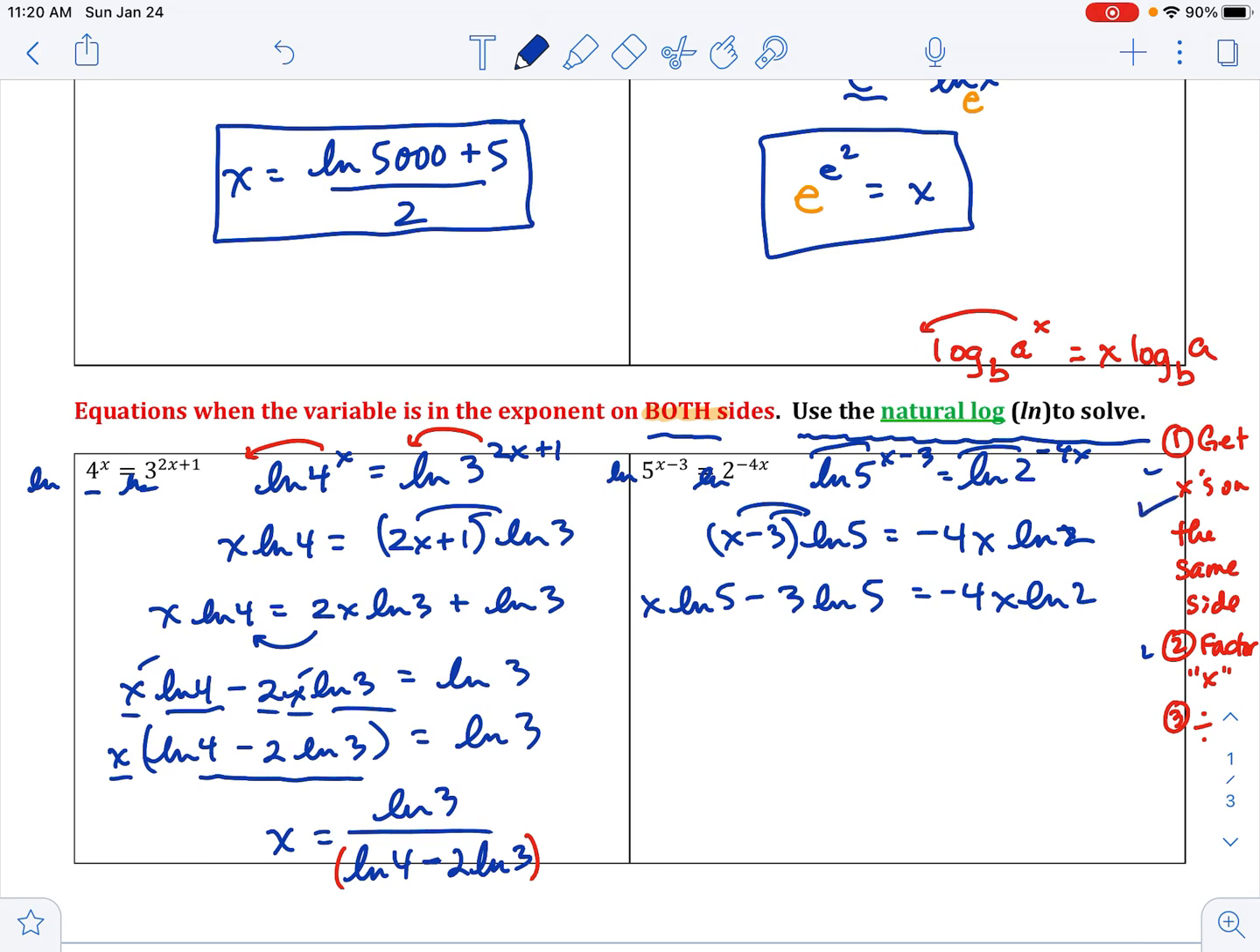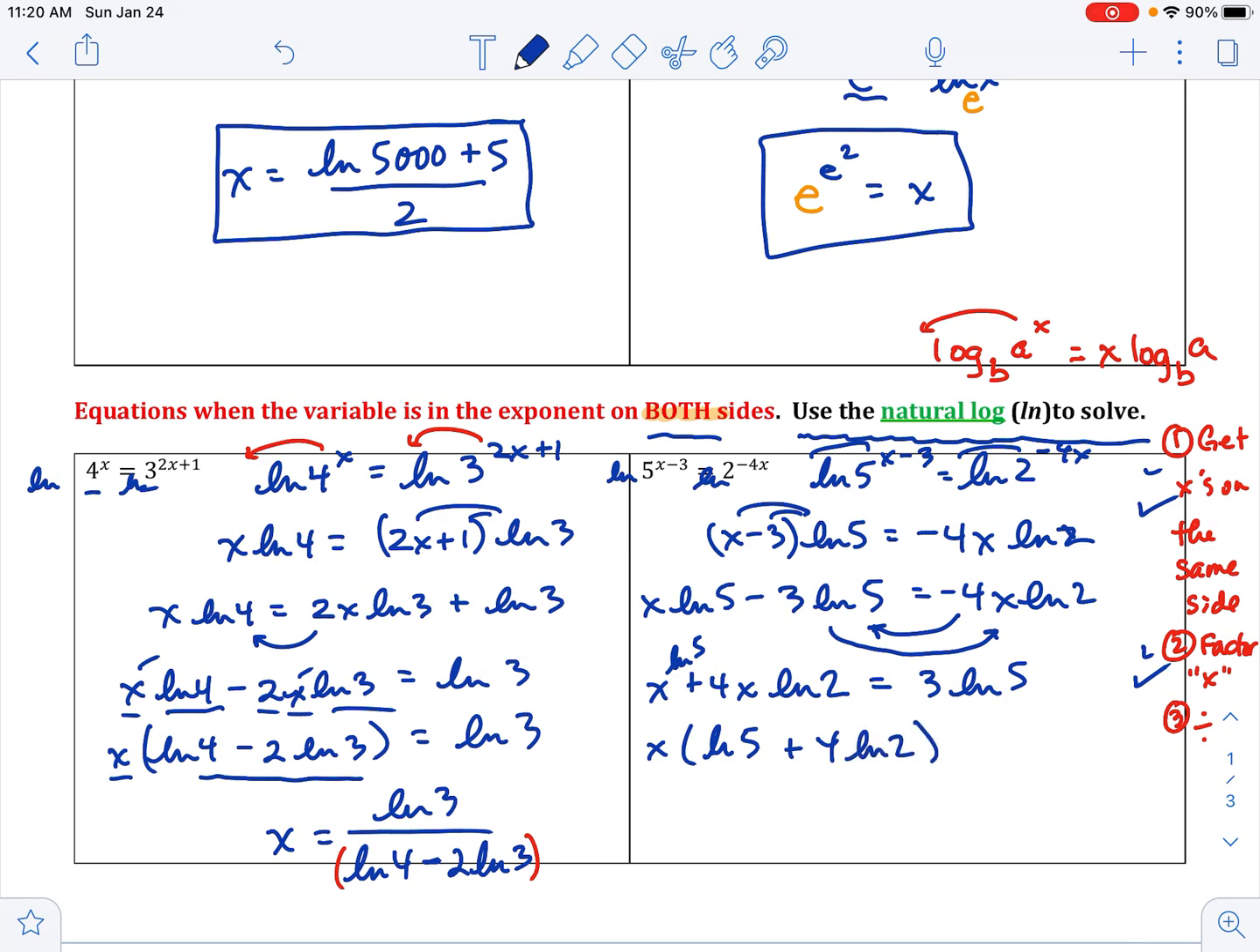All right, so now I'm on to my little checklist here. I'm going to get the x's on the same side. So I'm going to add this 4x over. At the same time, I'm going to add this 3 ln 5 over. So now I've got x ln 5 plus 4x ln 2 equal to a 3 ln 5. Step 2, I am now going to factor out the x, leaving an ln 5 plus 4 ln 2 equal to a 3 ln 5.